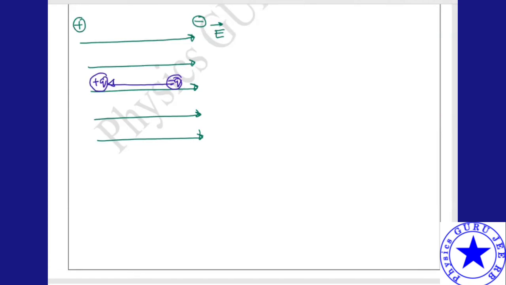See how it becomes 180 degrees. This is the direction of p, and this will be the direction of E. So very clearly you can see, the direction of p is from negative to positive, and the direction of E is from positive to negative. So theta is equal to 180 degrees. This is case 3.